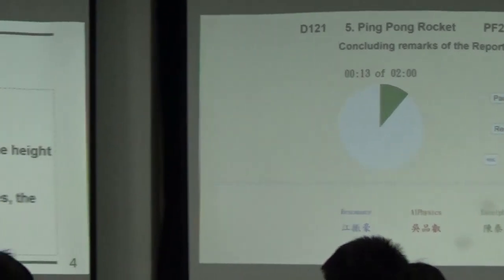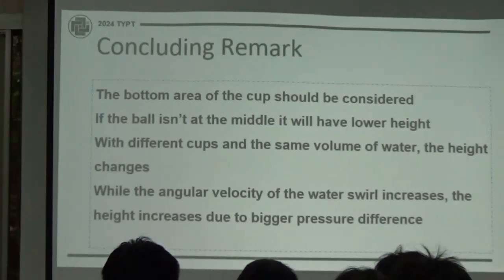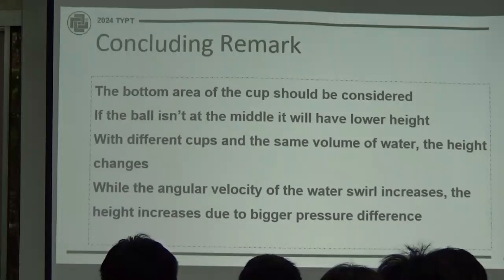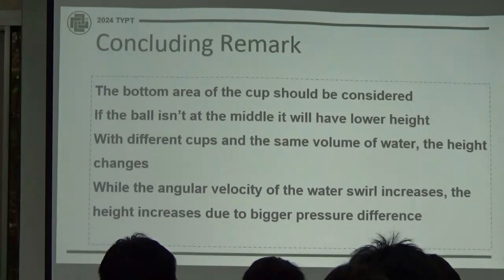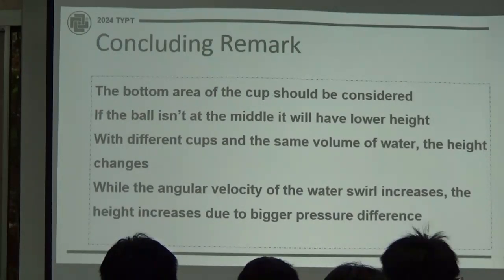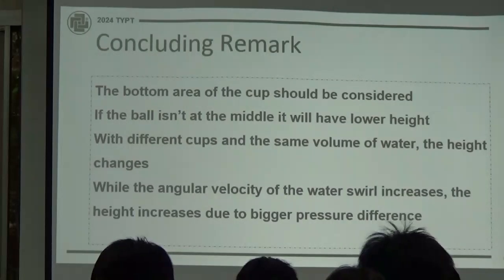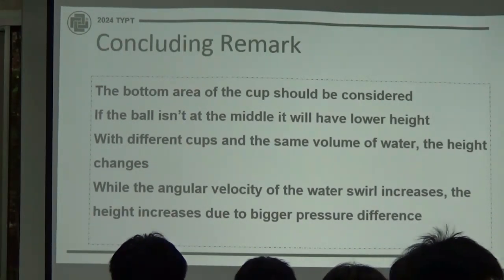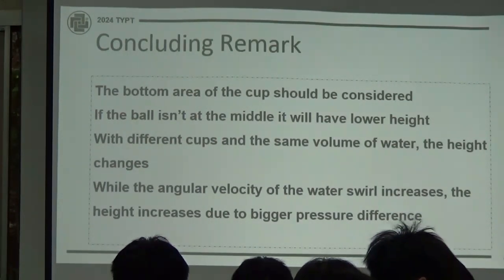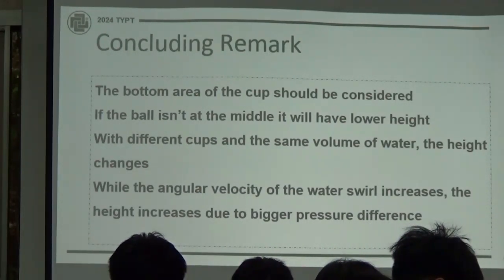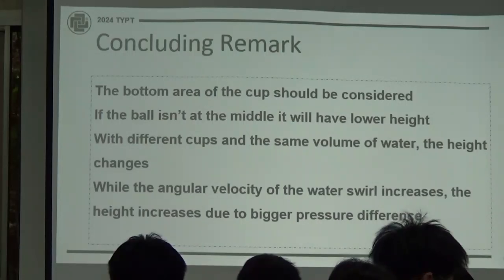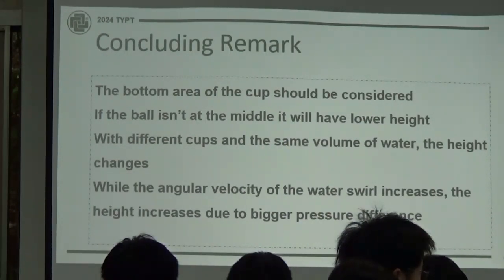Here is the concluding remark. The bottom area of the cup should be considered, and if the ball isn't in the middle, it will reach a lower height. With different cups and the same volume of water, the height changes, while the angular velocity of the water will increase. The height increases due to bigger pressure difference. I'm done.